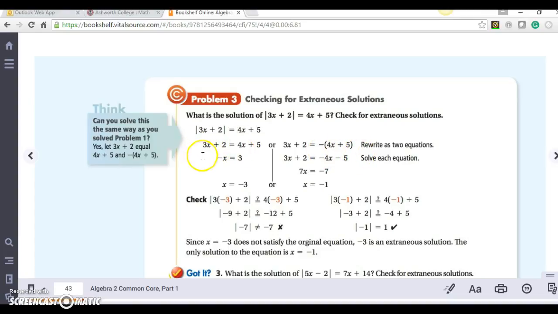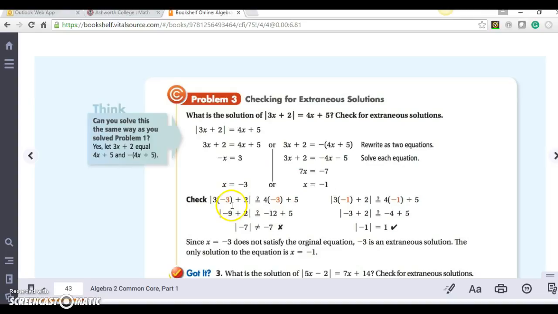So I solve my equation. I get negative x equals 3, or x equals -3. Here I'm going to solve my other equation. I'm going to multiply this negative through, and I'm going to add 4x to both sides. I get 7x. Subtract 2 from both sides, I get 7x equals -7. x equals -1.